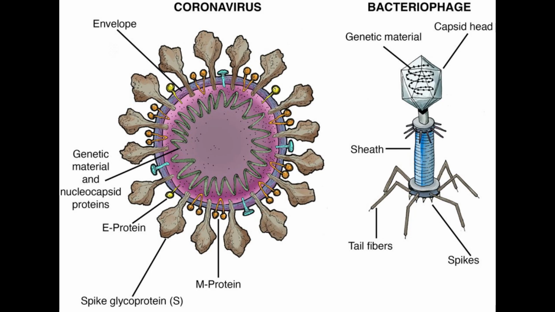Picornaviruses have no envelope, with single-stranded positive-sense linear RNA. Some important viruses from this family: poliovirus causes polio. Salk and Sabin vaccines are used to prevent polio. Echovirus is another one, causing aseptic meningitis. Rhinovirus causes the common cold.